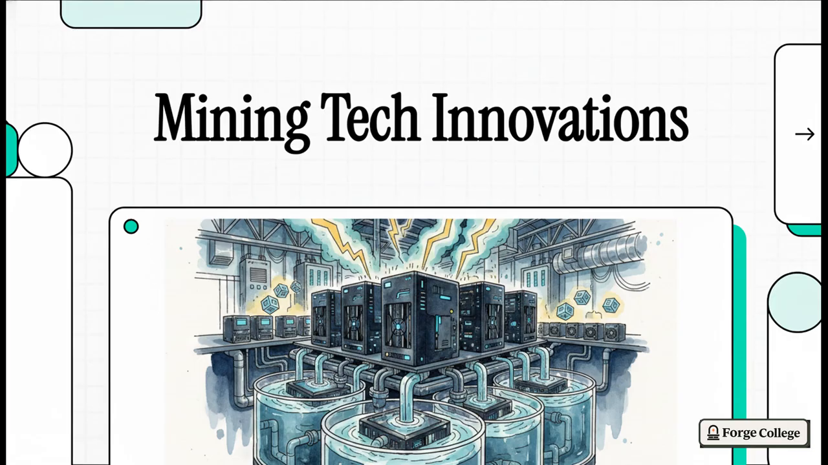Because as it turns out, Bitcoin mining isn't just plugging a loud box into a wall and hoping for internet money while your neighbors complain about the noise. No, it is a highly optimized, beautifully complex engineering challenge.